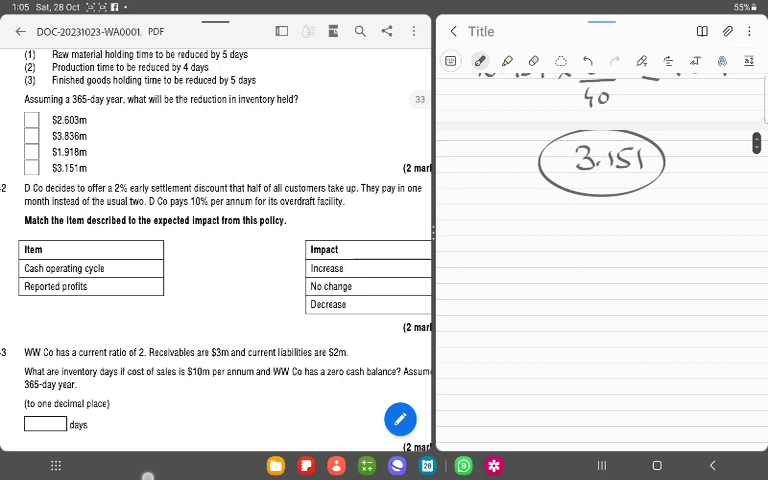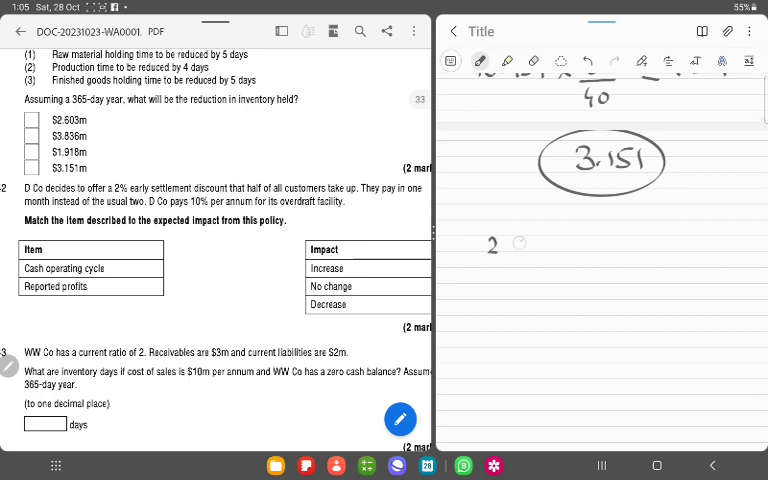First, they have asked us to match the item described to the expected impact from this policy: cash operating cycle. As the period of receivable days is reduced from 2 months to 1 month, it means that the cash operating cycle will also decrease. Now it is about reporting profit.